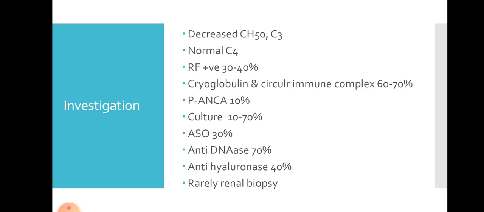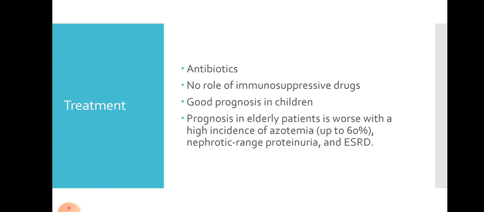ANCA in 10% of the patients. Culture is positive in 10 to 70%. ASO titer is raised in around 30% of PSGN patients. Anti-DNase is around 70%. Anti-hyaluronidase is around 40%. Rarely do we need a renal biopsy.